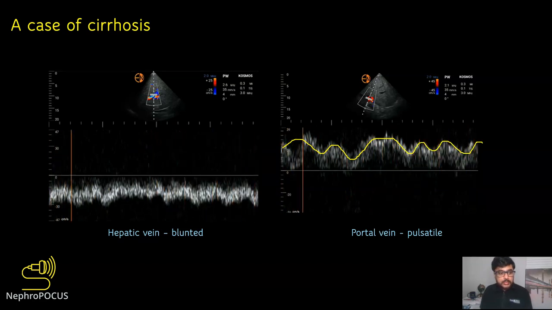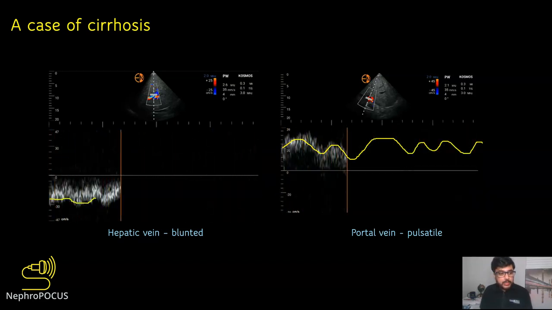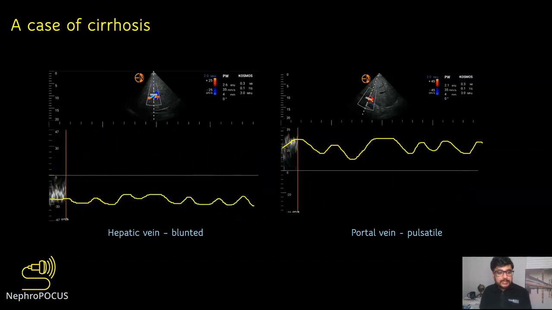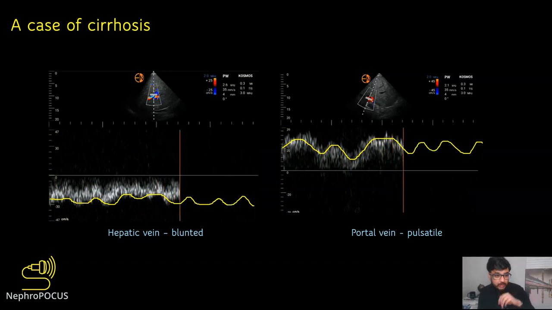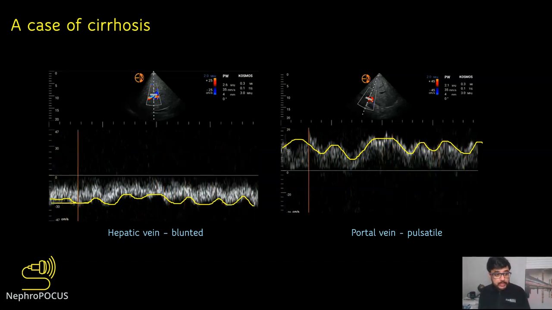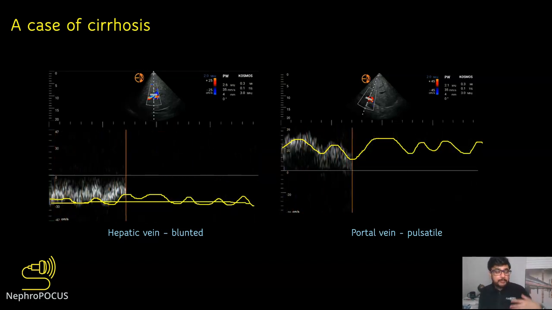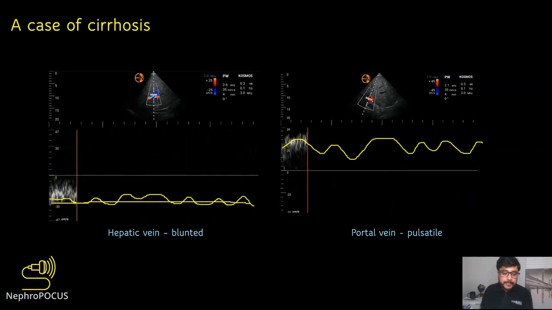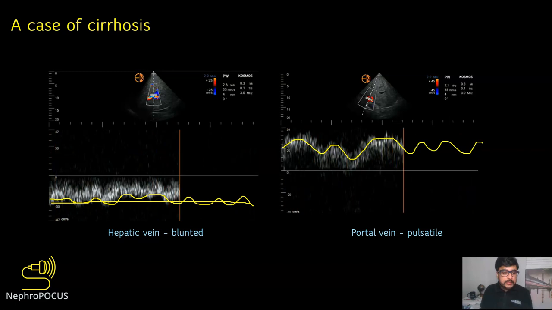And also in cirrhosis, hepatic vein waveform is also blunted. Like you don't see very crisp S and D waves. You see some pulsatility, or you may just see a continuous waveform, like a portal waveform depicted below the baseline. That's how hepatic vein appears in patients with cirrhosis.